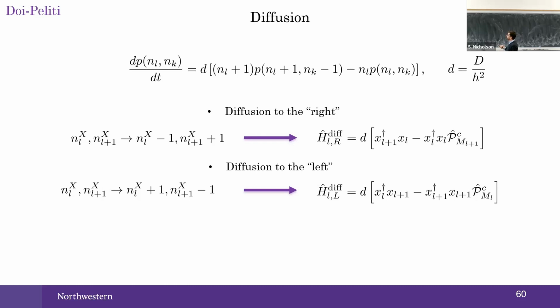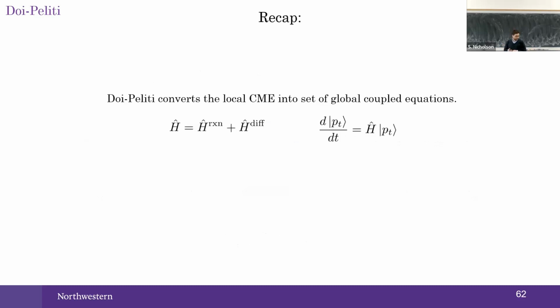And then you convert this into these effective Hamiltonians where we have our right diffusion. So we can lose one at site L and create one at L plus one. And likewise, we can lose one at L plus one and create one at L. Oh, and the stochastic diffusion coefficient is just related to your normal diffusion coefficient that you know and love divided by the length of your reaction voxel. Okay, likewise, we can add all of these together and we get our diffusion operator. Perfect. So to recap, our Doi-Peliti converts our local CME into these global coupled equations here.